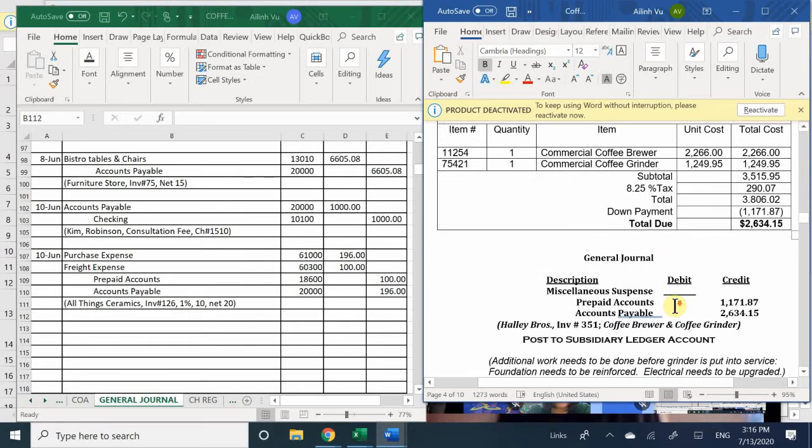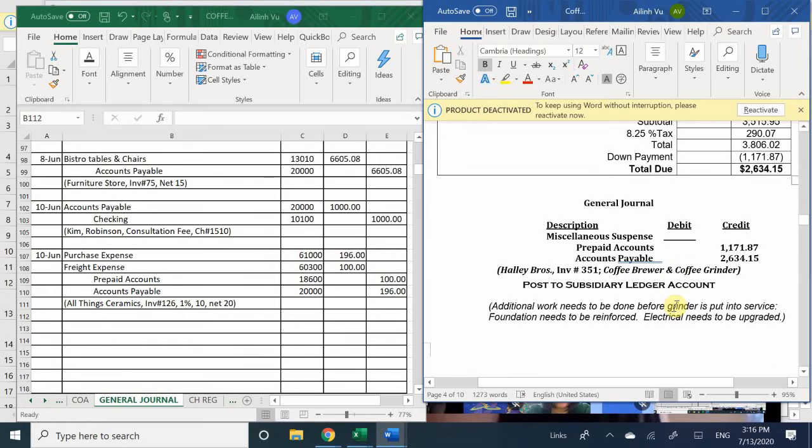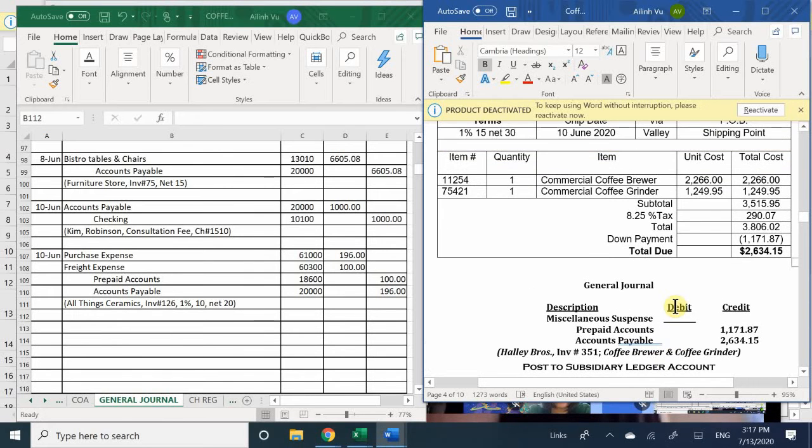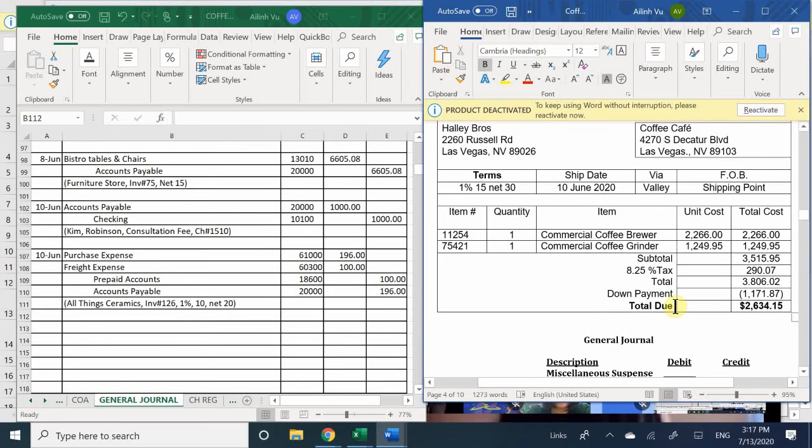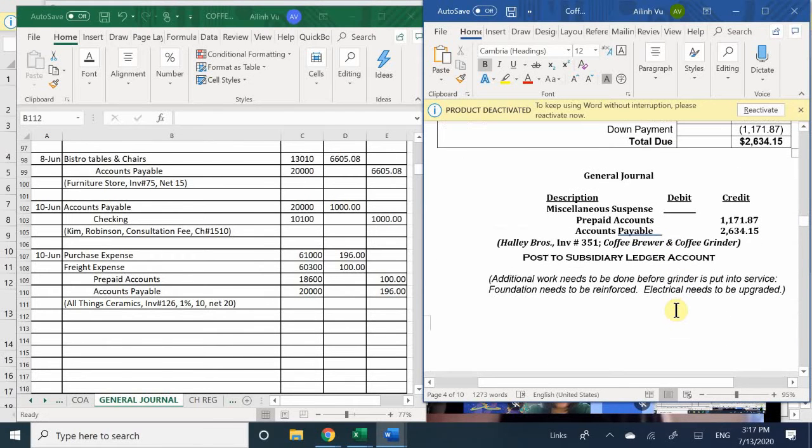All right, so here we're going to indicate that we're going to put everything into miscellaneous suspense. Okay. Now, before you ask why, let's continue reading. All right, because additional work needs to be done for the coffee grinder, okay, before putting it into service. So miscellaneous suspense, again, is where we decided to just dump our money in. And, you know, we don't know what we want to do with that money just yet.